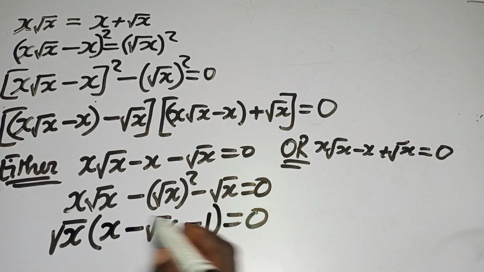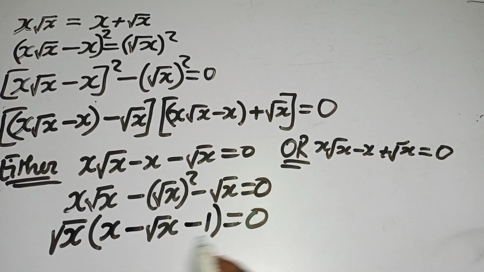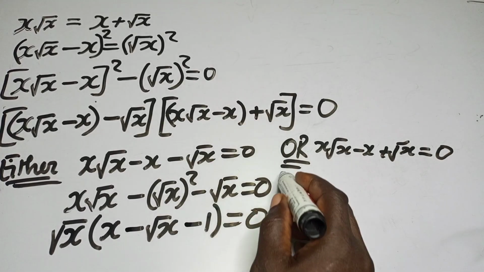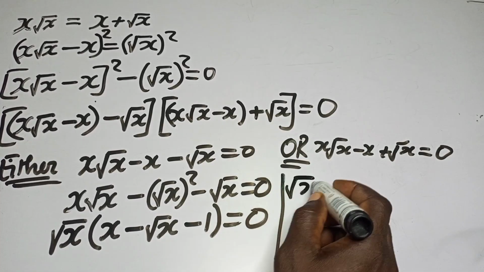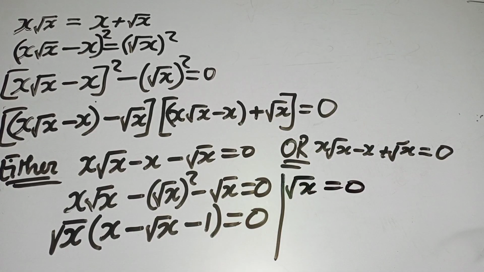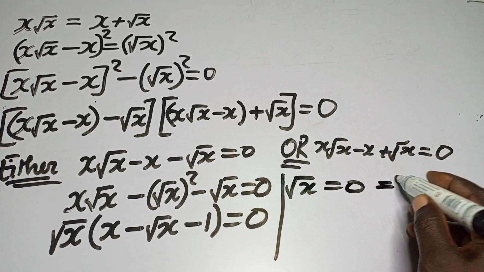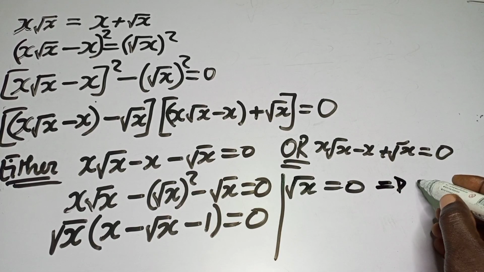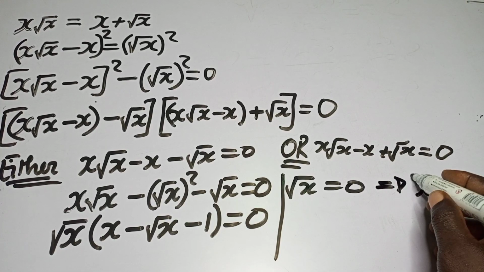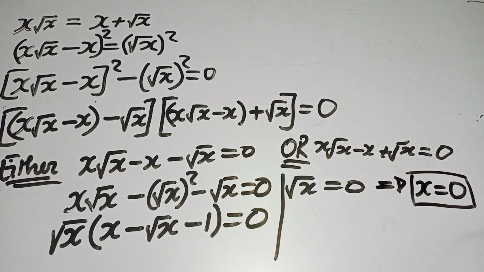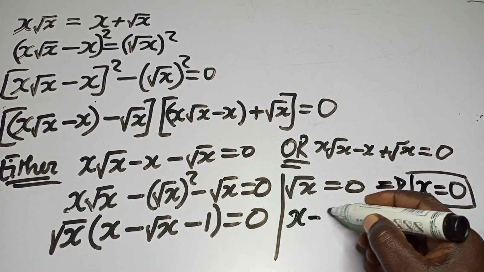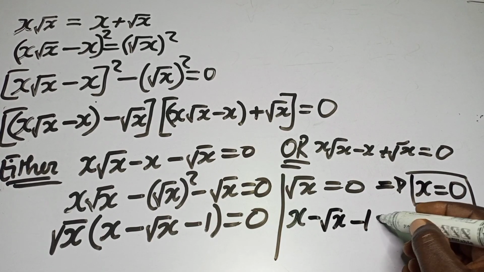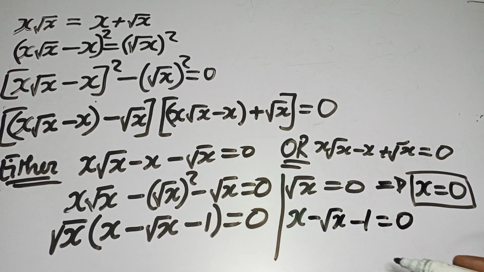Here again, we obtain the product of two expressions giving us 0. So either this one is 0, and if that's the case, it simply means that x is 0. This is our first solution. Or this other one is 0. That means x minus root x minus 1 is 0.